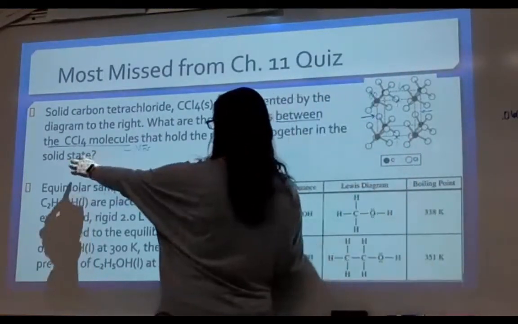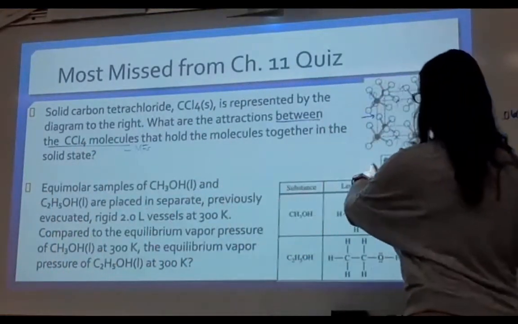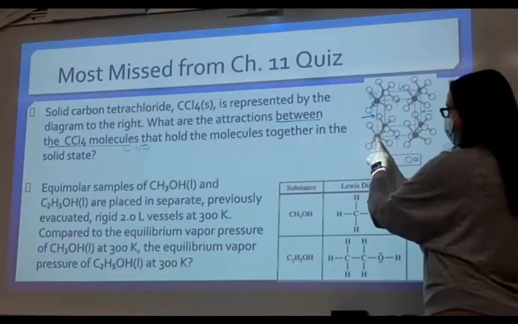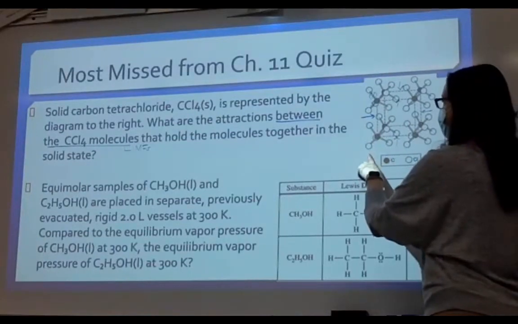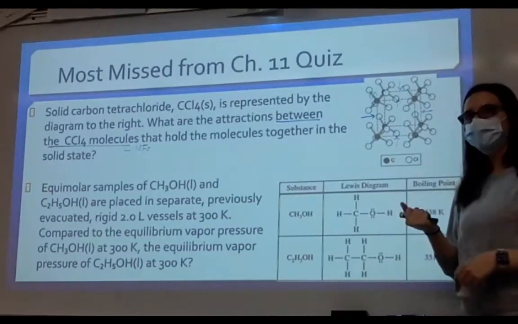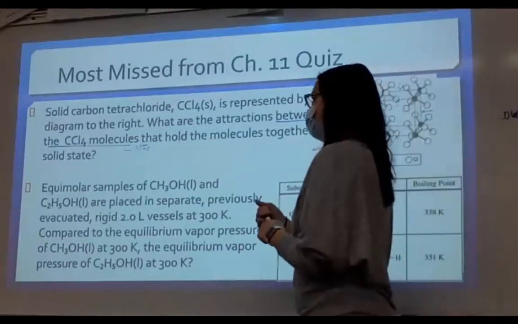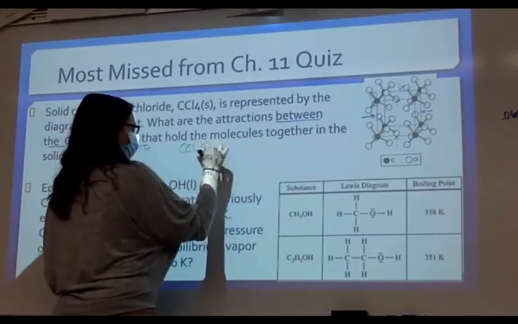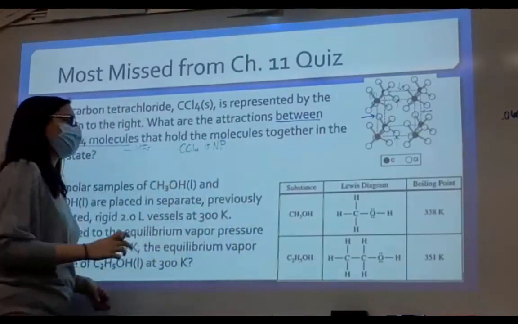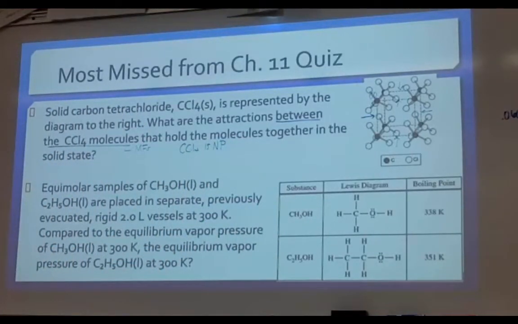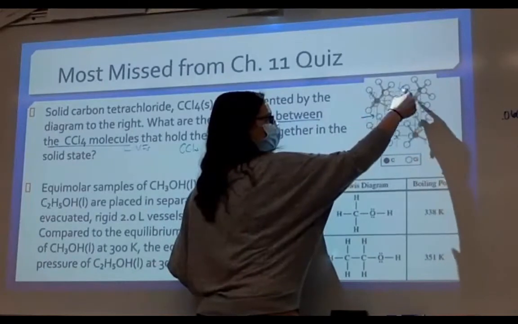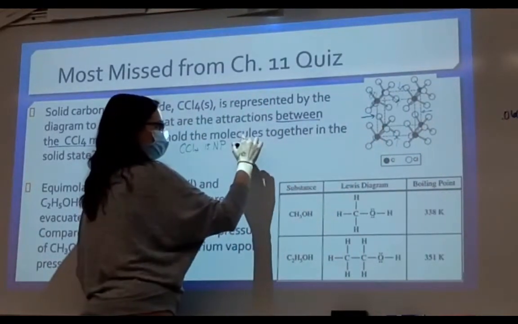So CCl4, well, they show you what it looks like. You have carbon in the middle with 4 chlorines. If you have carbon in the middle with 4 chlorines, it's a perfectly symmetric molecule. CCl4 is nonpolar. The only intermolecular force that can exist between two nonpolar molecules are London dispersion forces.